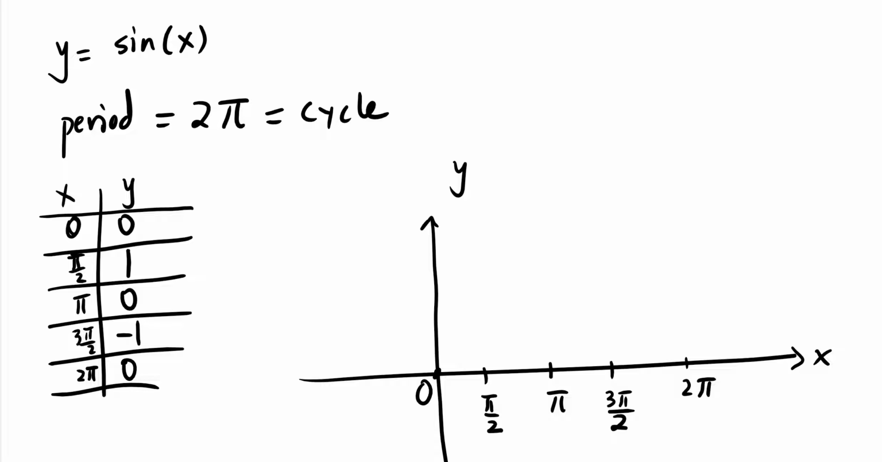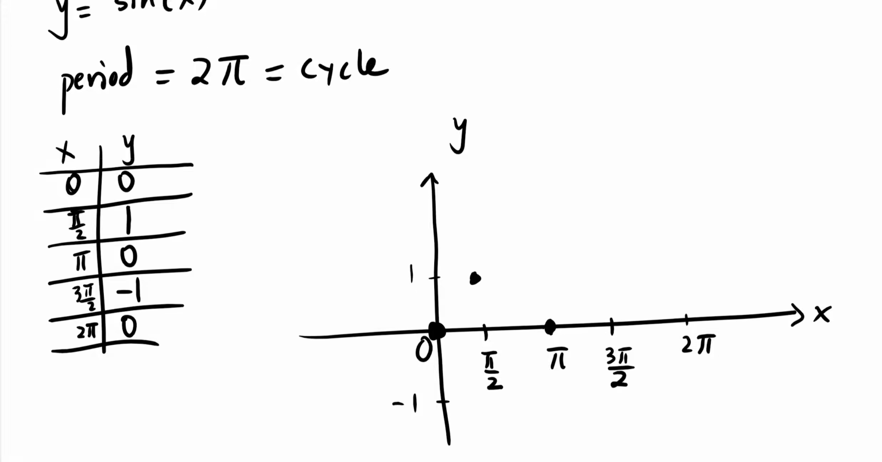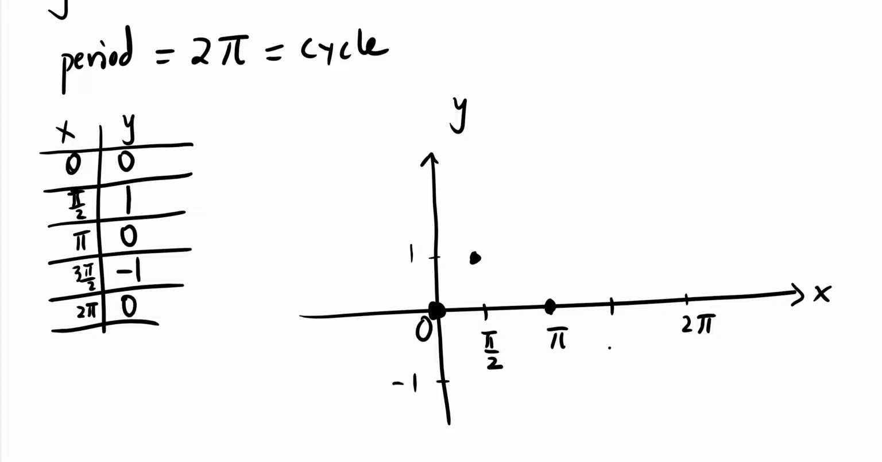So I have 5 points to plot: 0, 0 is one of them; pi over 2, 1; pi, 0; 3 pi over 2, negative 1; and then 2 pi, 0. Then the curve goes up, and goes like this. That's the graph of y equals sine x over one cycle, one period, 0 to 2 pi. Does it stop here?